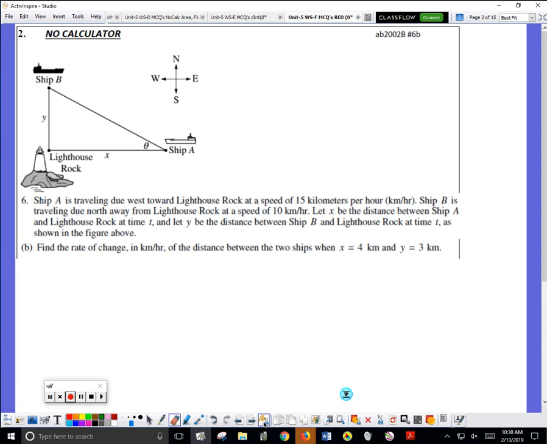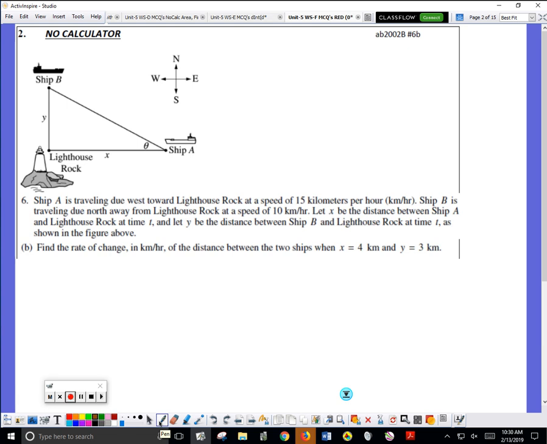Okay, here we go. Ship A is traveling due west. Read slow. So west, toward the rock. So the ship's going this way. They give this speed. Here's a huge hint. In a related rate problem, when they give you a speed or a velocity, it's better to think of it a little differently. This ship is moving this direction at 15 kilometers per hour. Therefore, the distance x is also changing at 15 kilometers per hour, because it's closing. Is that fair?